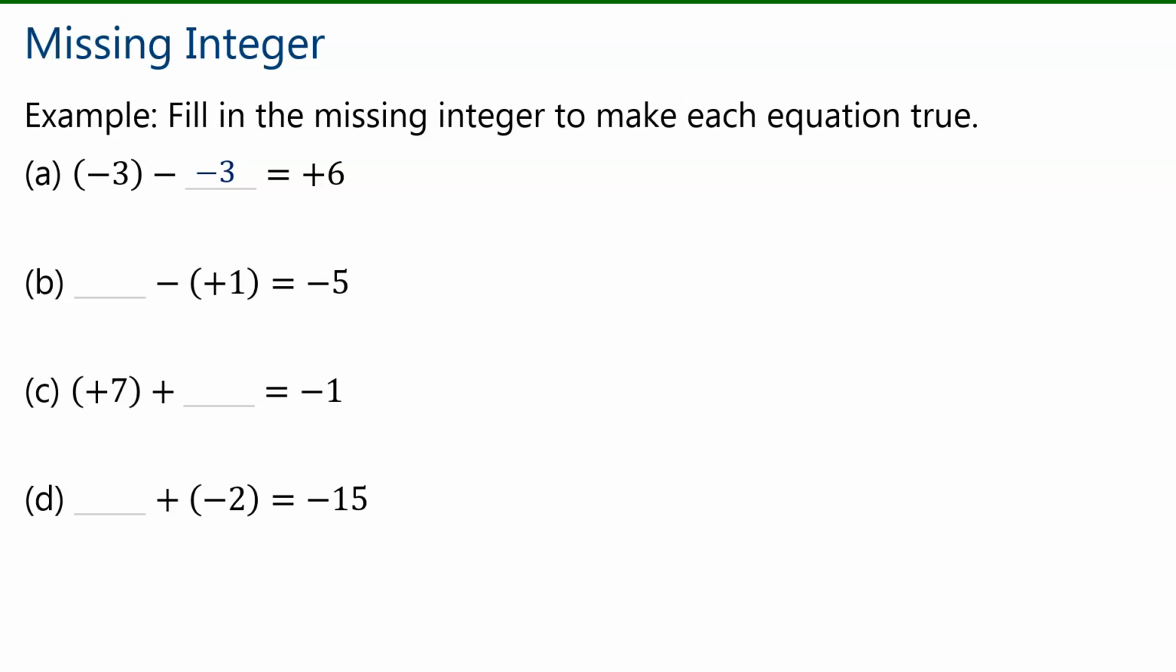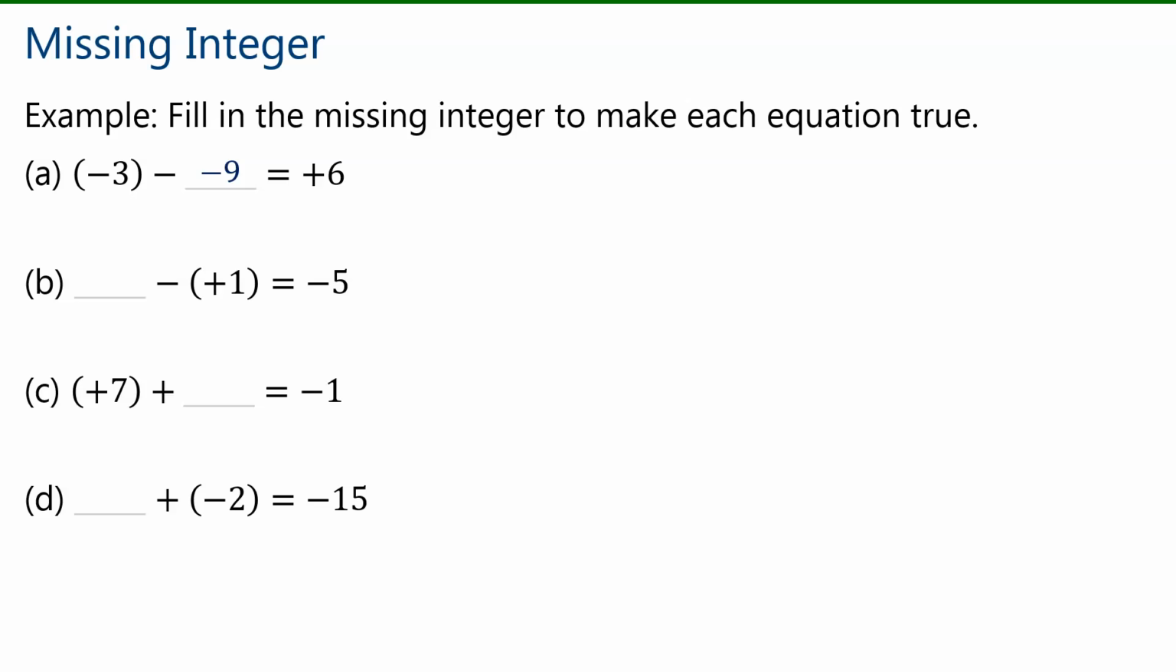Is negative 3 plus positive 3, is that going to give us 6? No, that's actually 0. So that's not right. So what other number should we try? Let's try negative 9. Negative 3 plus positive 9 is indeed positive 6. So that is correct.